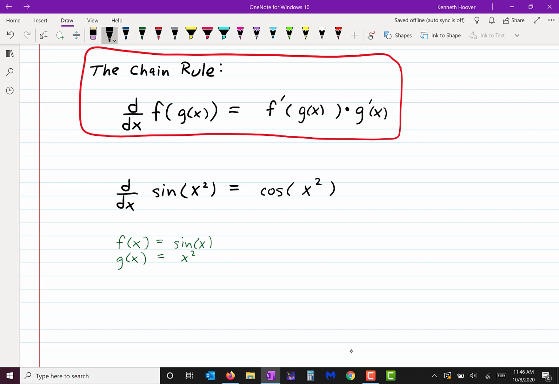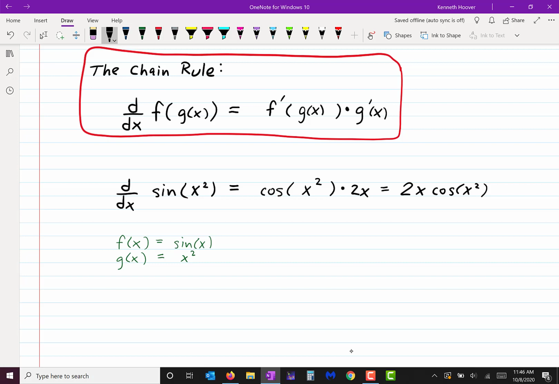And a lot of people might think at first that that would be the whole answer, because the derivative of sine is cosine. So it makes sense to say the derivative of sine of x squared would be cosine of x squared. But that's actually only part of the answer. Then you have to multiply times g prime of x. And what's that? It's 2x. So there is our answer. I would write 2x cosine of x squared is how I would write it.